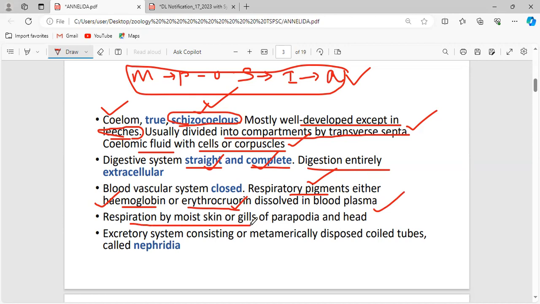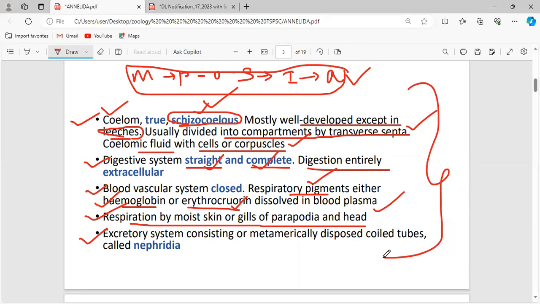Respiration is done by the moist skin or gills of parapodia and the head. So the respiratory organelles are also there. The circulatory system is very well developed. The digestive system is very well developed. The body cavity is very well developed. And last and final, the excretory organ is also very well developed. So all the important physiological systems are perfectly arranged in the phylum Annelids. Clear? The excretory system consists of metamerically disposed coiled tubes called nephridia.